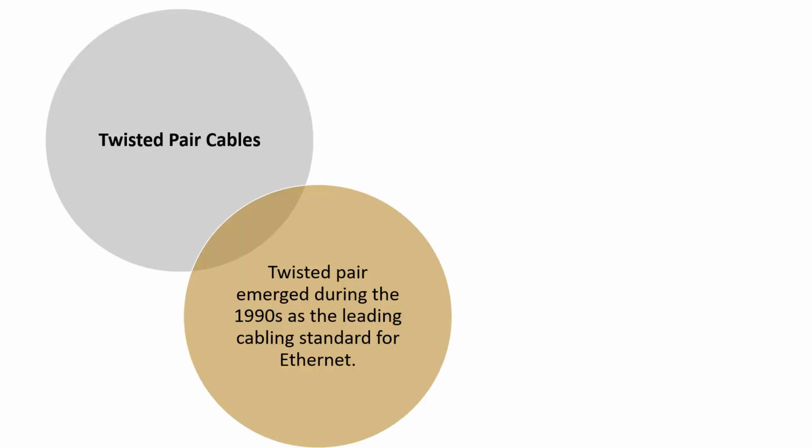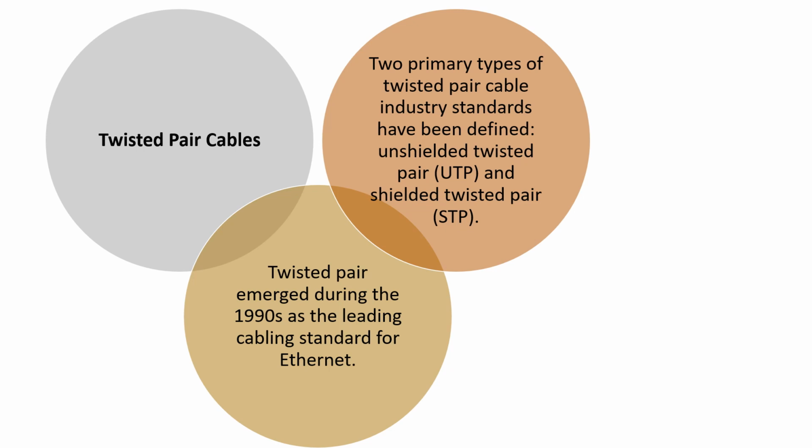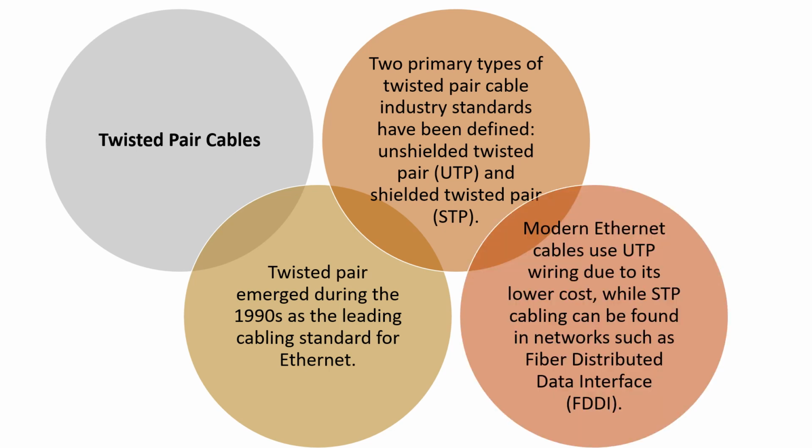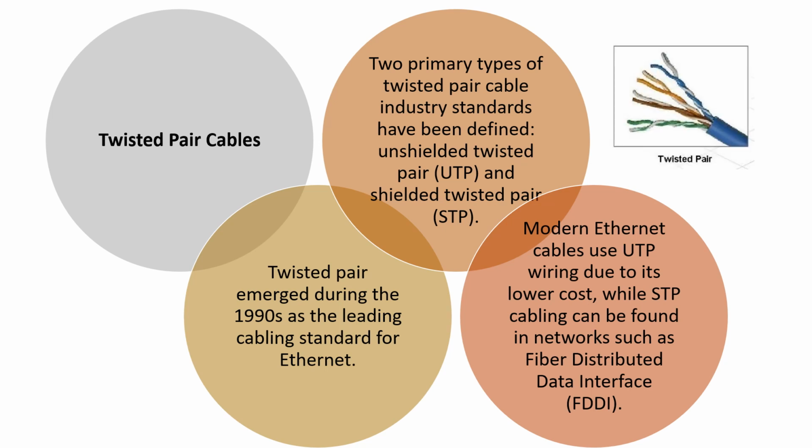And then we can move on to the twisted pair cables. This emerged during the 90s as the leading cable standard for Ethernet, and the two primary types of twisted pair cables are unshielded twisted pair and shielded twisted pair cables. These modern Ethernet cables use UTP wiring, that is unshielded twisted pair wiring, due to its lower cost, while STP cabling can be found in networks such as fiber distributed data interface. And this is the twisted pair cable.